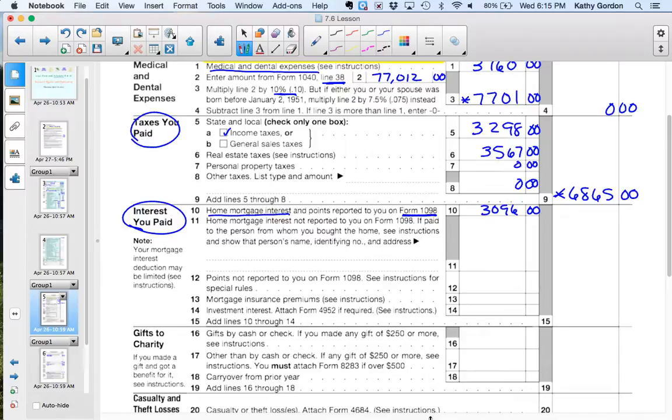Okay? Now, home mortgage interest that was not reported to you on a Form 1098, we're assuming that that didn't happen. Points, that's something that has to do with mortgages. We don't have any information about that. Mortgage insurance premiums, there's no information about that. And investment interest, no information about that we had to pay out. So adding all of those together, 10 through 14, we end up with a total of $3,096 for line 15.